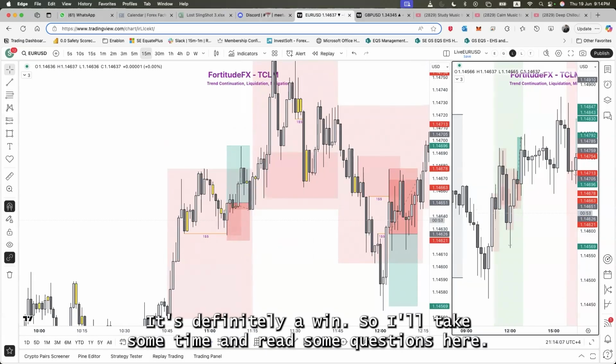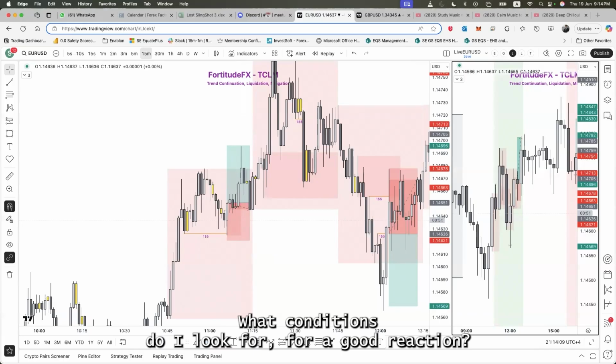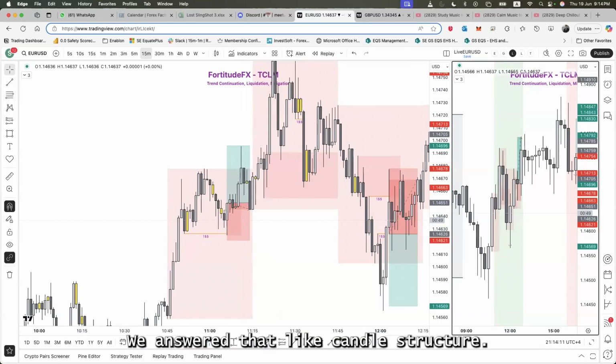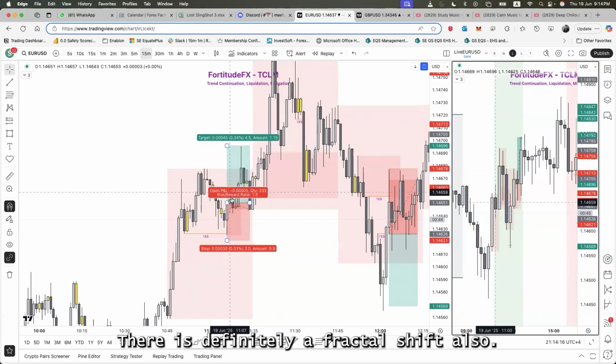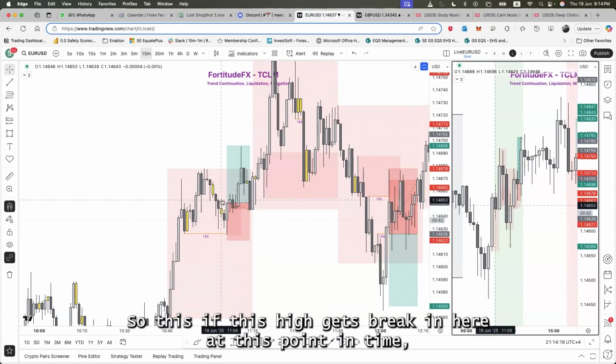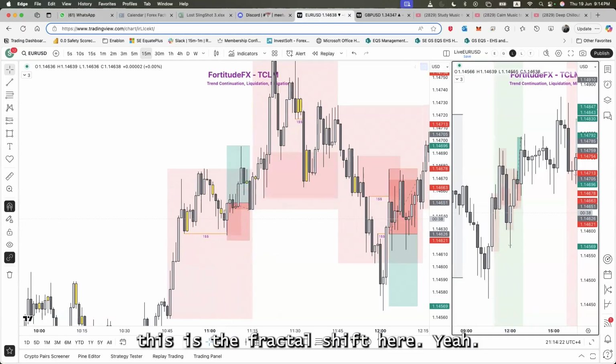So I'll take some time and read some questions here. What conditions do I look for a good reaction? We answered that. Like candle structure, I can also see there is a fractal shift. Absolutely, there is definitely a fractal shift also over here, right? So if this high gets broken here at this point in time, this is the fractal shift here. Yeah, very good. Okay, so let's move on.